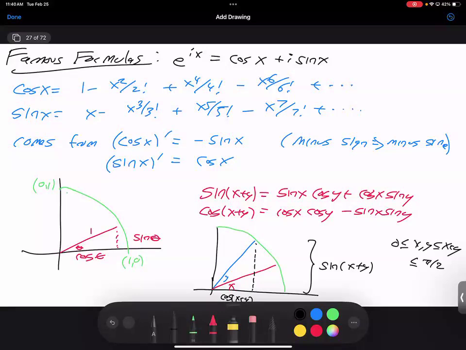Now, of course, I'm even in trouble because I'm now using something like pi halves, but we'll get to that in a moment. I'm just doing this for the sake of making the drawing nice, that I'm going to assume x, y, and x plus y are all at most 90 degrees or pi halves radians. And if you can prove the angle addition formula there, then you can extend it to other things.